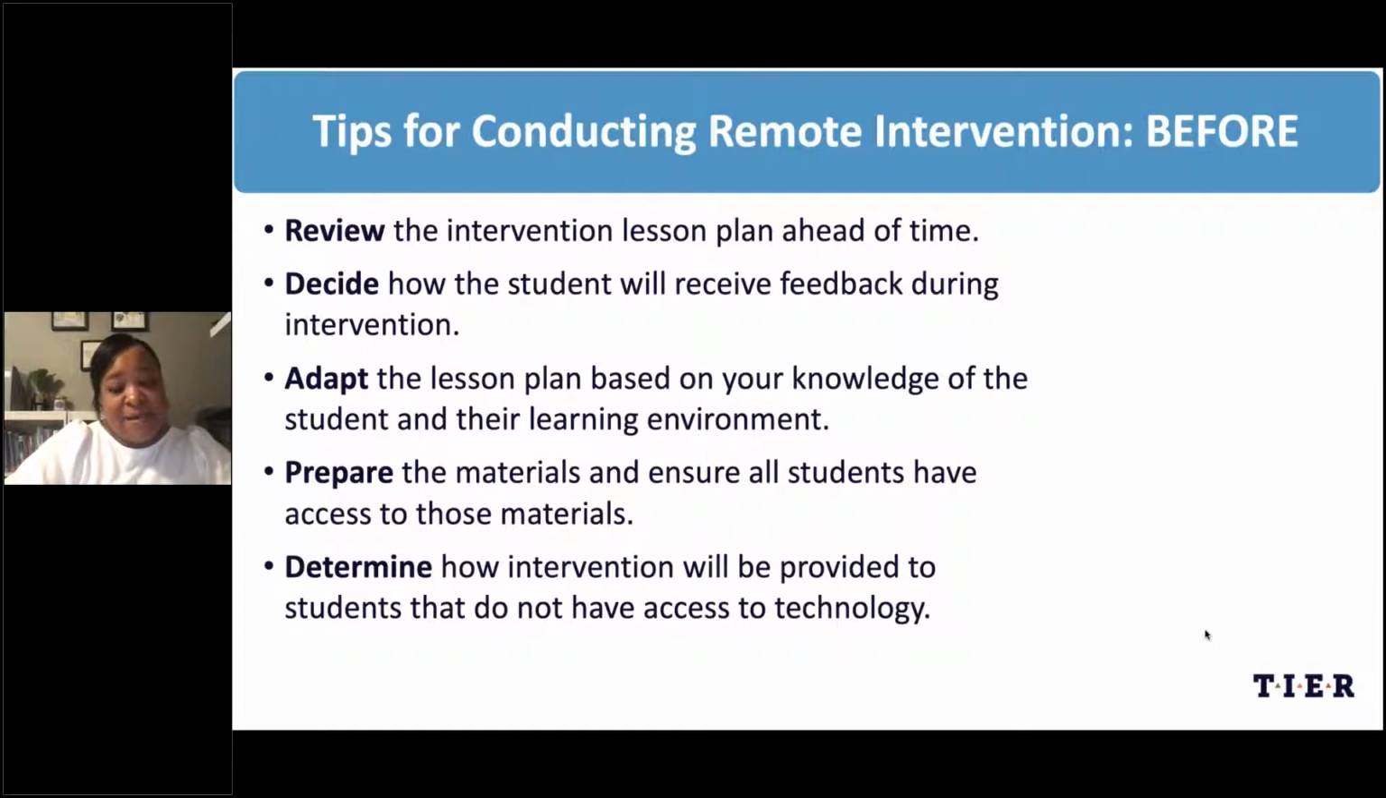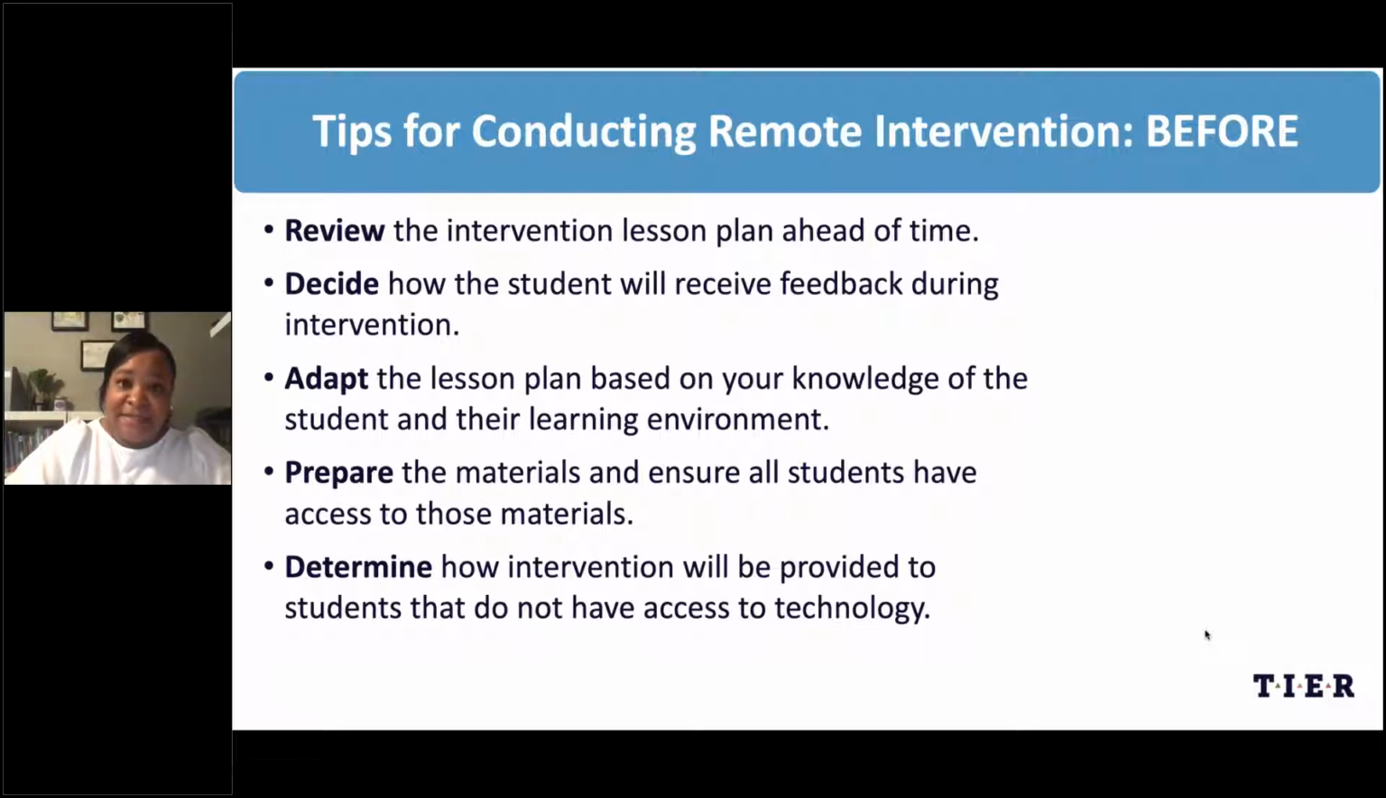While many of the same validated Tier 2 intervention programs can be utilized during remote intervention as was used during face-to-face instruction, you may consider the following tips provided by the National Center on Intensive Intervention. First, review the lesson plan and practice presenting the examples ahead of time. Also, decide how the student will receive feedback and practice different ways of providing feedback. You want to practice using the technology platform that you will be using for the intervention or instruction.